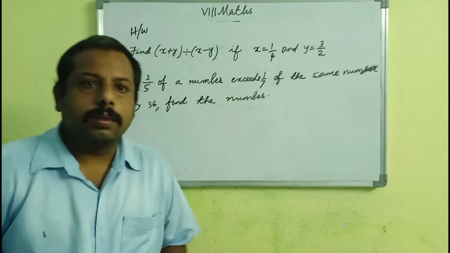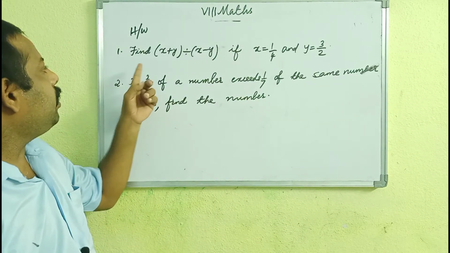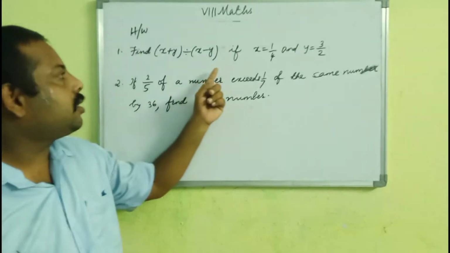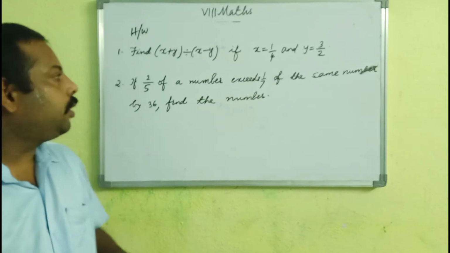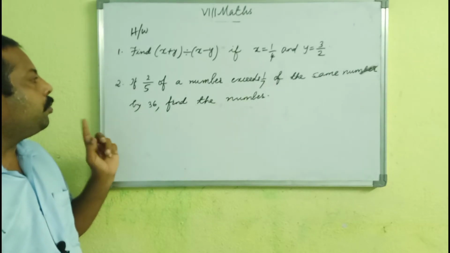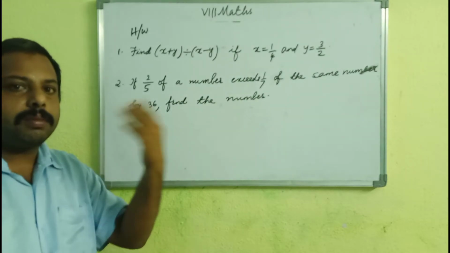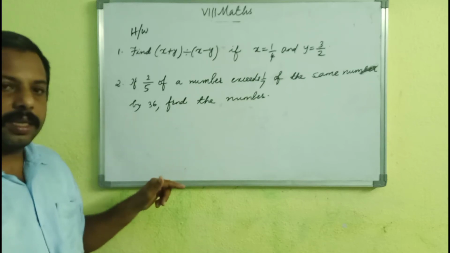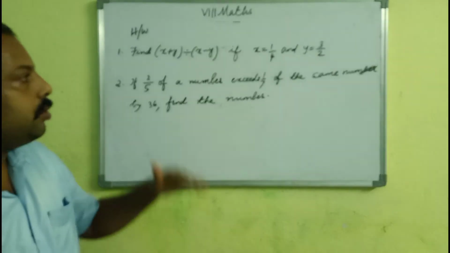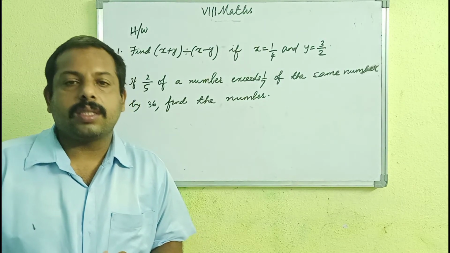Now this is the time for giving your homework. You are given two homeworks. Find x plus y divided by x minus y if x is equal to 1 by 4 and y is equal to 3 by 2. Second question, if 2 by 5 of a number exceeds 1 by 7 of the same number by 36, find the number. So find the answers to these two problems and post them to my WhatsApp number. Thank you.